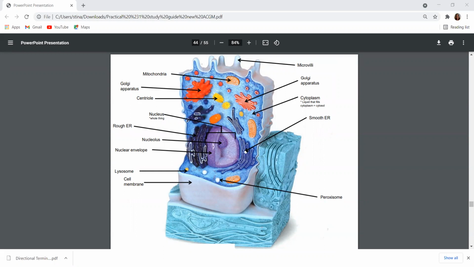Another thing to point out here is at the very top, these little finger extensions off the top, those are called your microvilli. So they're parts of this cell membrane that are going to stick up to increase surface area of the cell. So the cell, for instance, would have more surface area to absorb nutrients when it's in your digestive tract. So those little pieces of the cell membrane that are sticking up or protruding out of the cell at the very top of this model are called your microvilli.